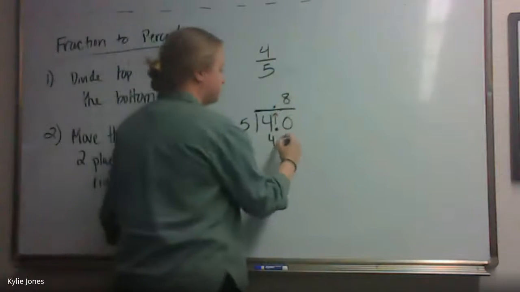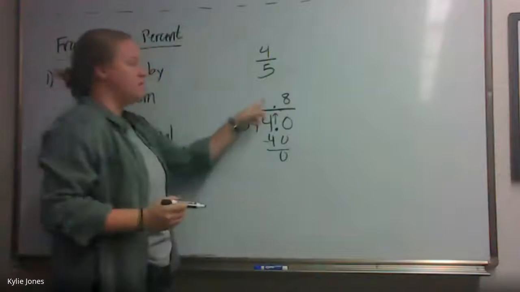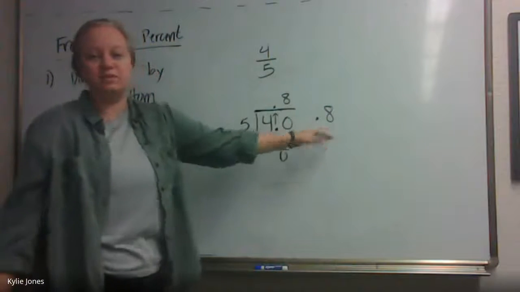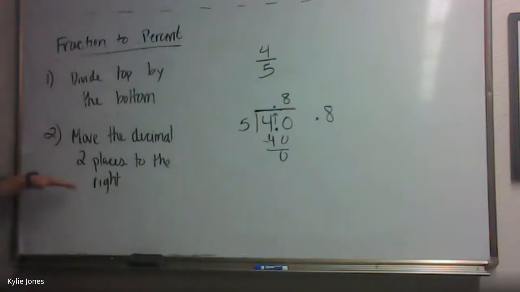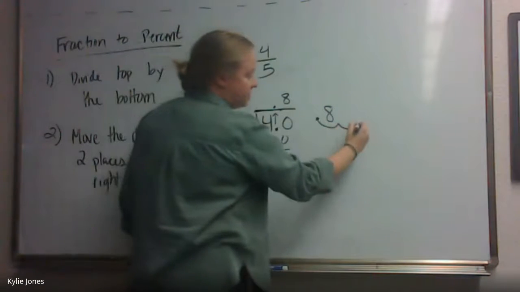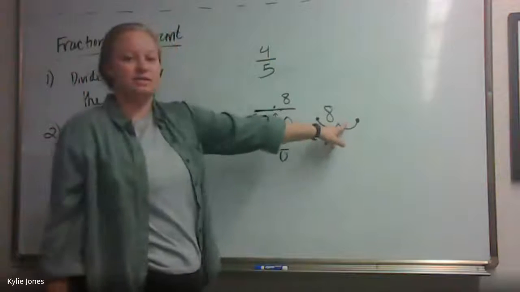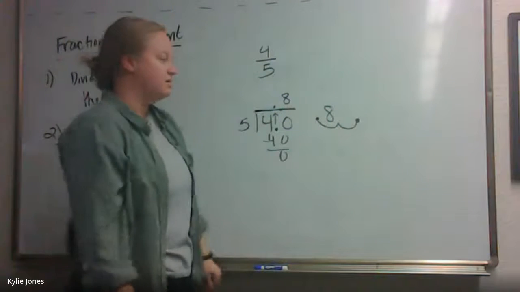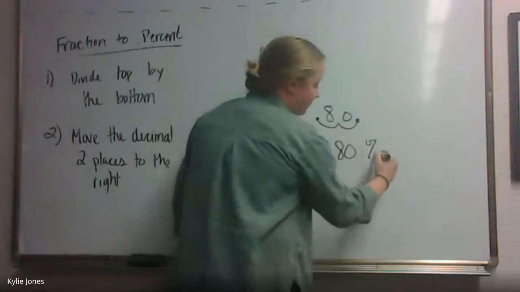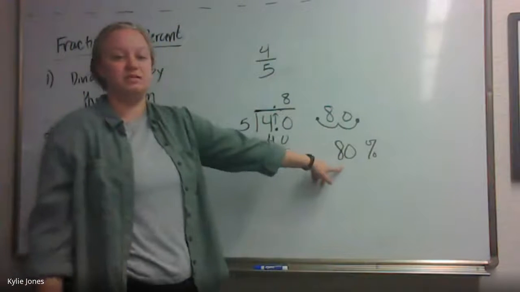8. 8 times. Okay, and when we subtract, so now we end up with this decimal of 0.8, right? So we end up with this decimal. But step 2 is to take your decimal and move it 2 places to the right. So we're going to take this decimal that we got and move it 1, 2 times. What do I need to add in this place value to hold the place? A 0. So we end up with the number 80, and we can add our percent, 80%.